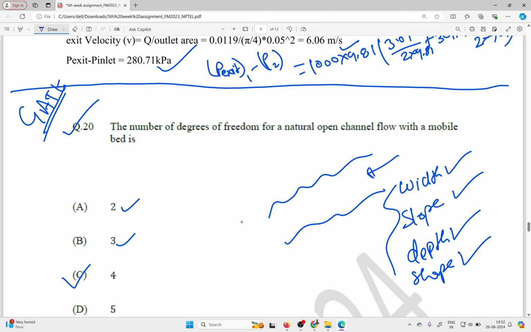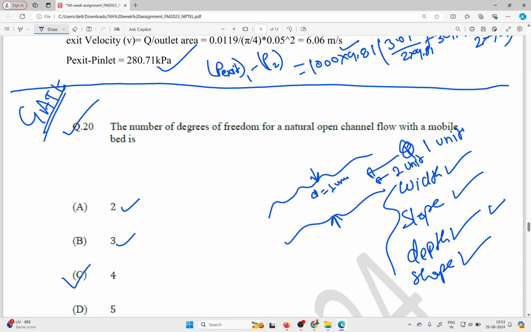Just rethink how the width will change. Let's suppose discharge was 1 unit. When the discharge goes from 1 unit to 2 units, your area is this much only initially. Or let's suppose depth was 1 unit; when you flow more water than 1 unit, your depth definitely will change. So definitely depth is a degree of freedom.